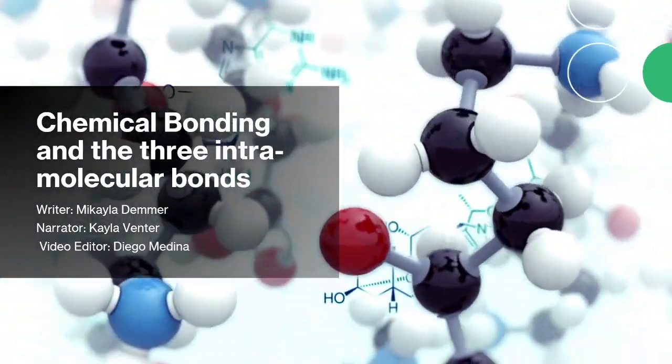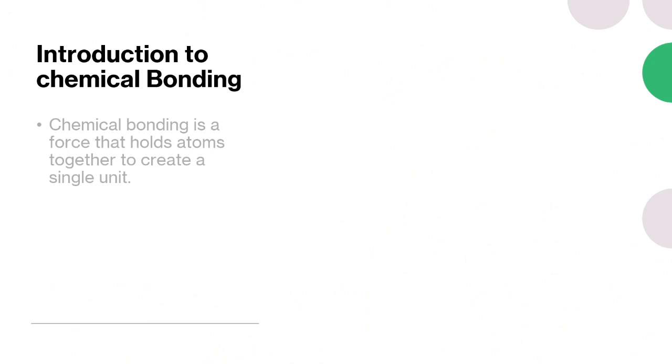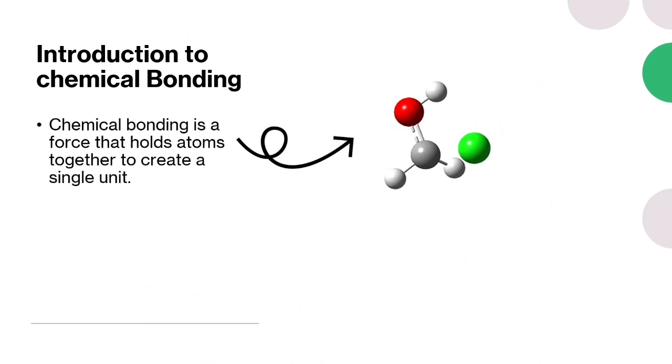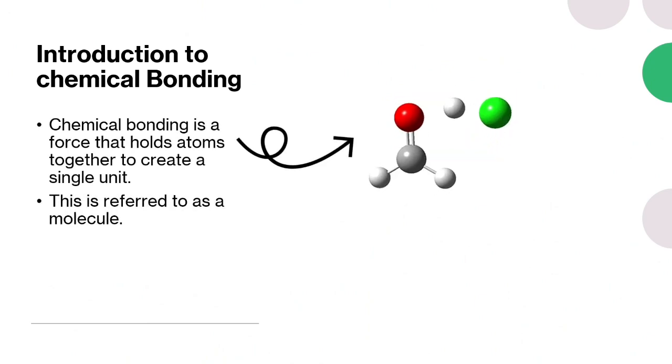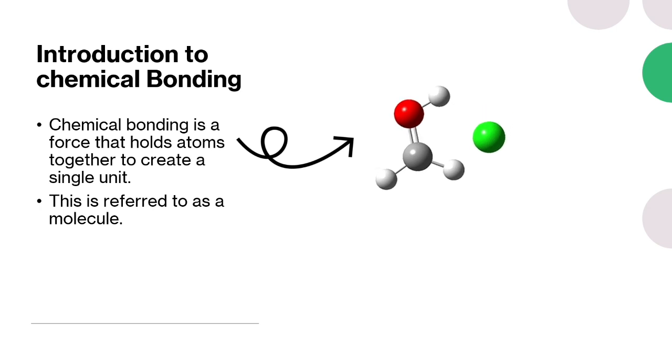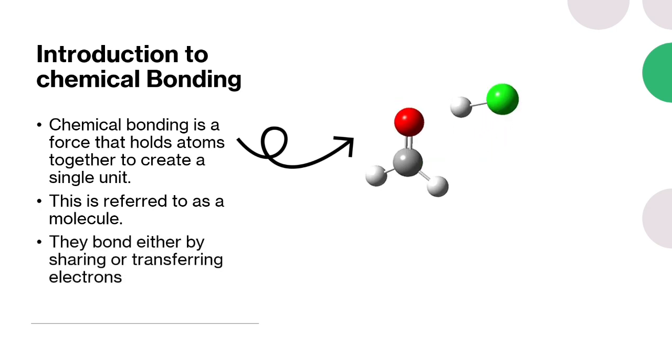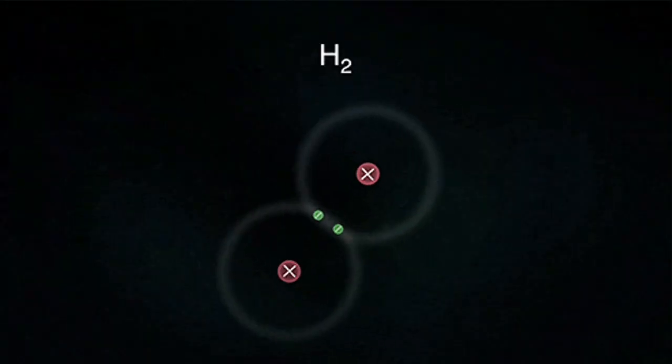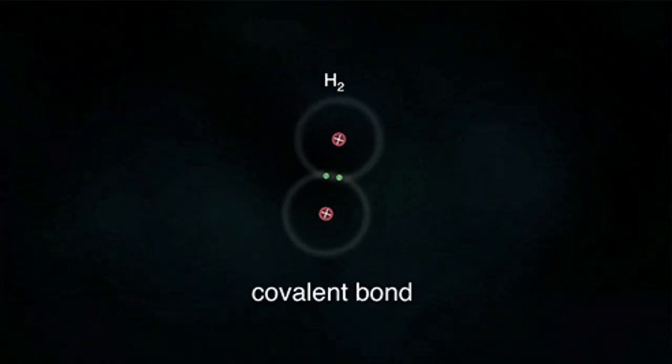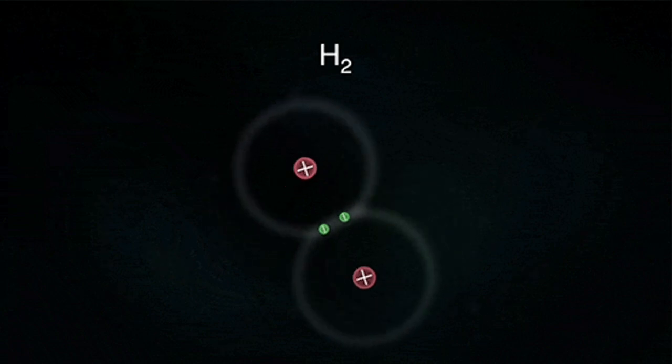Good day, all. Today we are going to be talking about chemical bonding. It's a force that holds atoms together to create a single unit. This single unit is often referred to as a molecule. Their atoms either bond by sharing electrons or transferring electrons. Atoms do this to have a more stable distribution of electrons that corresponds with the nearest noble gas.